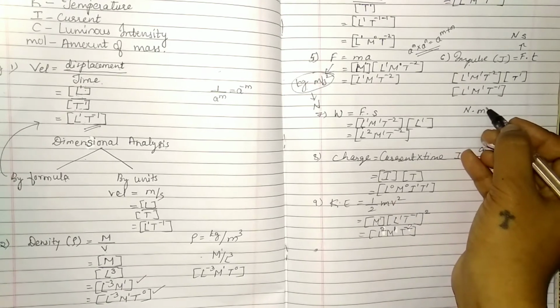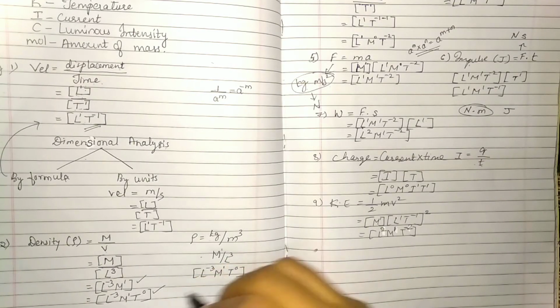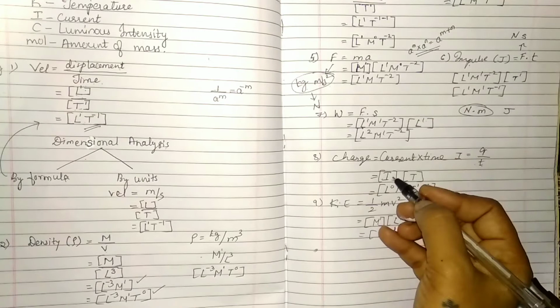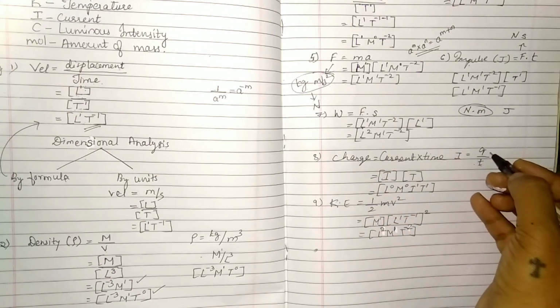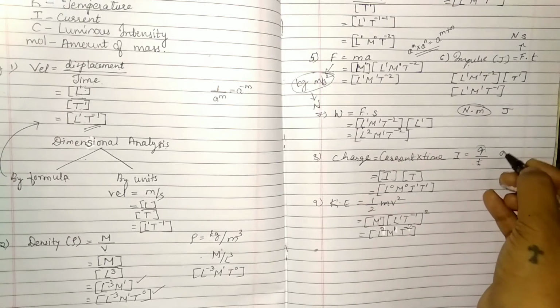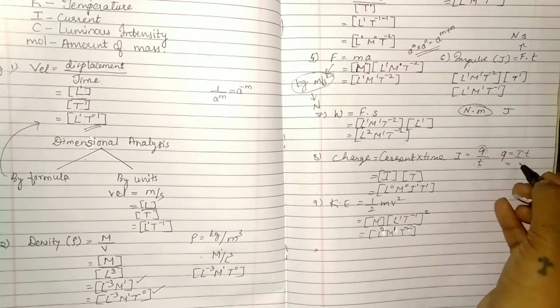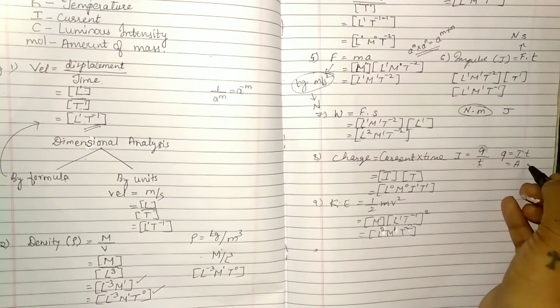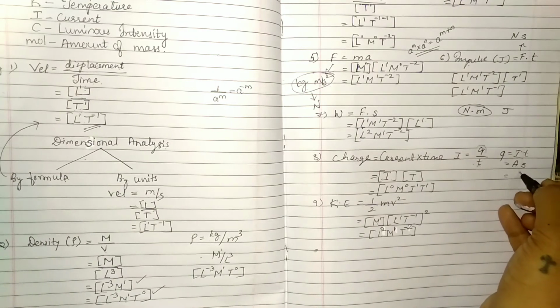So combined, we can take it as a joule. Again, if you are talking about charge, Q is charge, so it can be written as I into T. I is in terms of ampere, T is in terms of second. So can we take this combined as a coulomb?